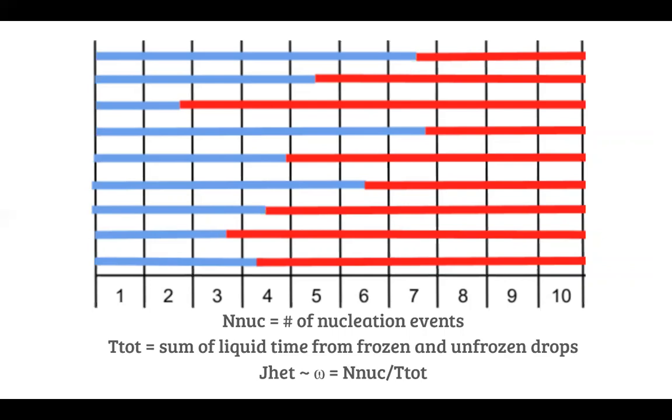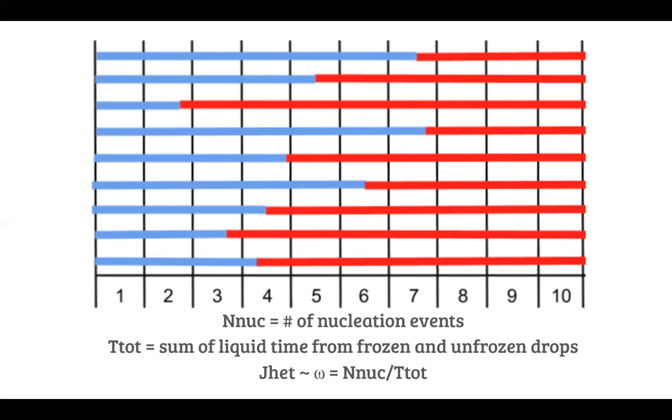T-tote is the sum of the liquid time for the frozen droplets and the liquid time for the unfrozen droplets. So for this graphic, we would be adding up all the blue parts of the bars in bin 4. Note that 2 of the bars are red before the start of bin 4. These droplets are not included in the calculation of T-tote because there is no new information coming from the frozen droplets. When we divide N-nuc by T-tote, you get freezing events per unit time, which is a quantity related to J-hat we will call omega.